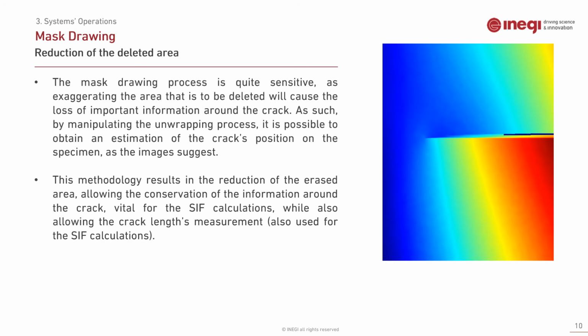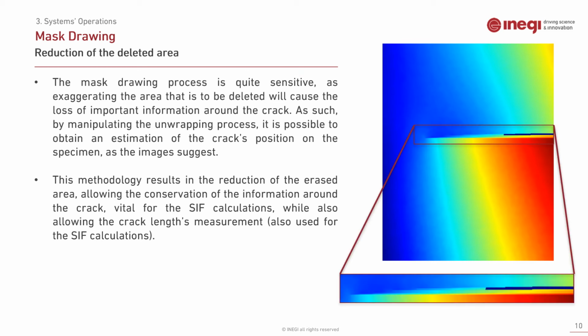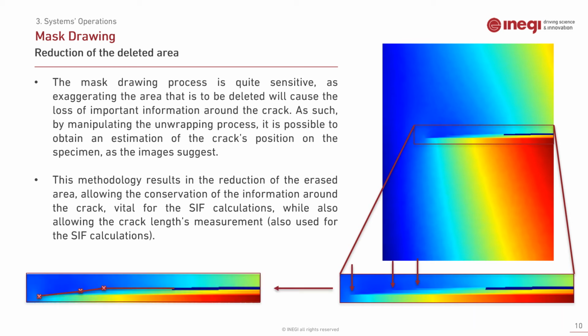As a small detail, in the unwrapping process, it is necessary to hide the empty areas as the process is extremely sensitive to discontinuities. In order to hide the empty areas, a mask is drawn, but with special care so sensitive data isn't deleted. To restrict the hidden area to the minimum possible without affecting part deformation, a manipulation of the unwrapping process was developed so the deleted area was adjusted to the crack length. This methodology also allowed the measurement of the crack length that is needed for the stress intensity factor calculations.